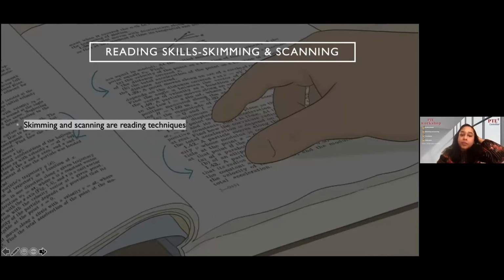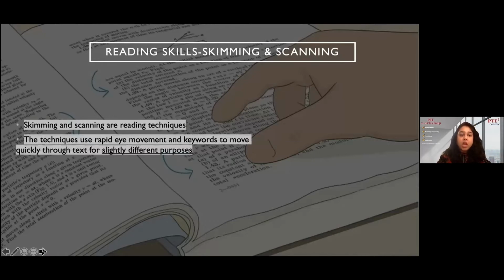So skimming and scanning are reading techniques, obviously. These techniques use rapid eye movement and keywords to move quickly through text for slightly different purposes. So skimming is one technique, scanning is a different technique. But when you are reading something, you are using both of these techniques together, even though the purpose of these techniques is slightly different. Both of the techniques use your eye movement. Eye movement is really important when you are doing skimming and scanning. Remember, use both skills flexibly and at the same time. So when you are reading something, we use skimming and scanning skills all together at the same time.